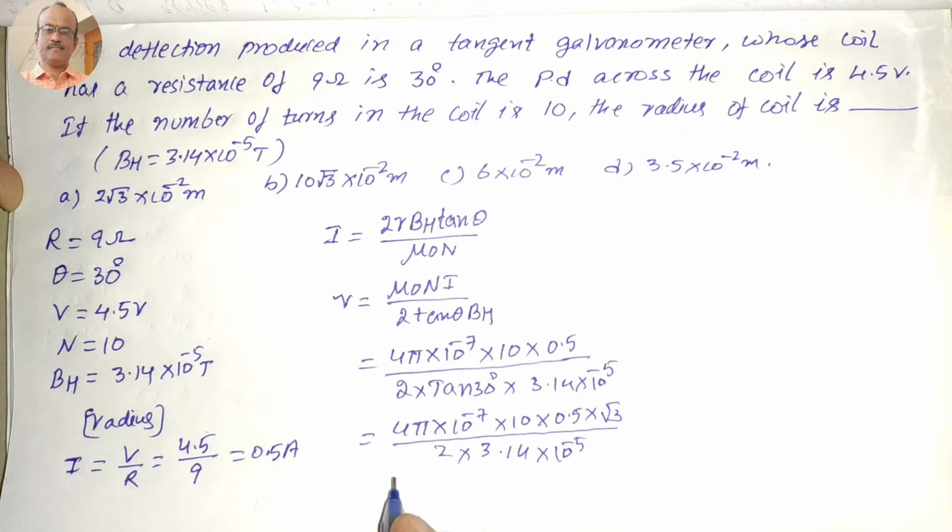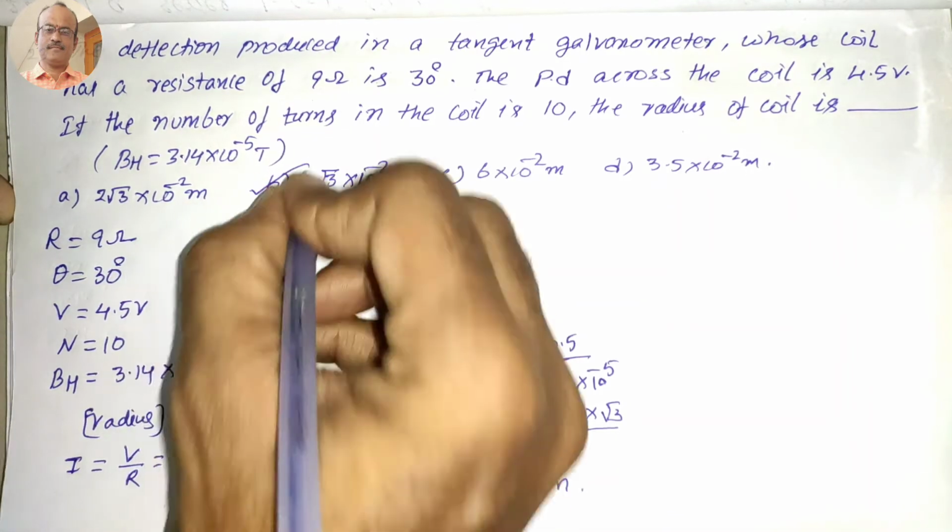By simplification, we get the answer as 10 root 3 into 10 to the power of minus 2 meters. So which option is correct here? Option B is correct.